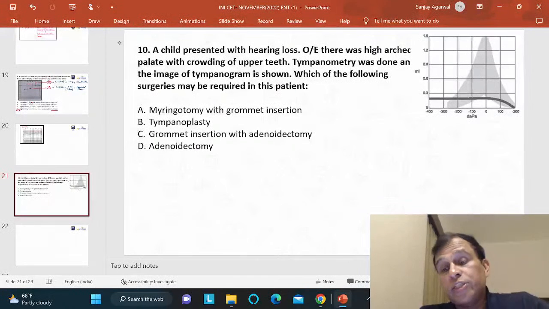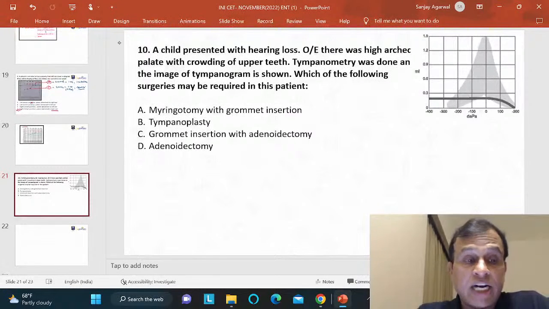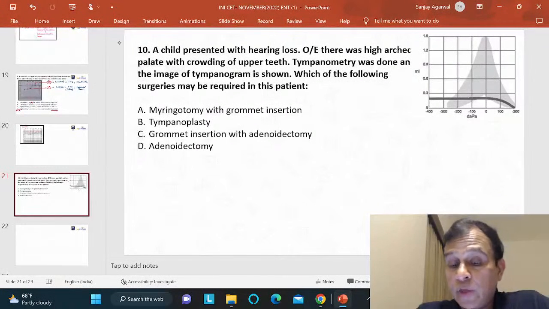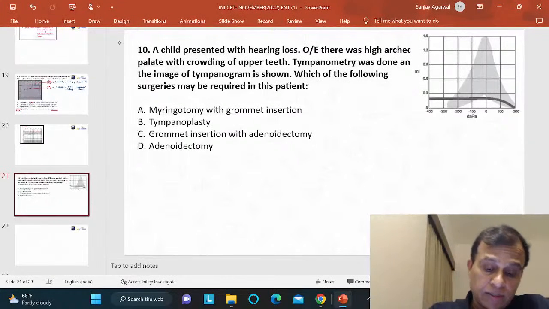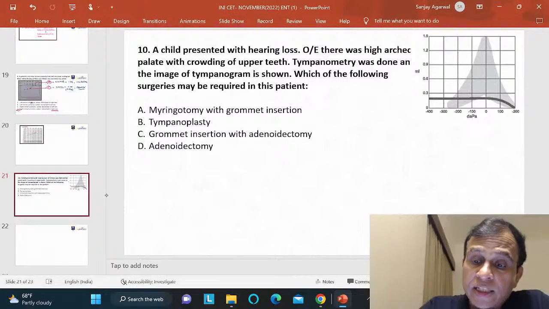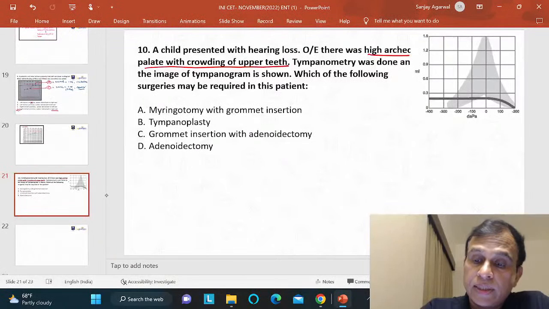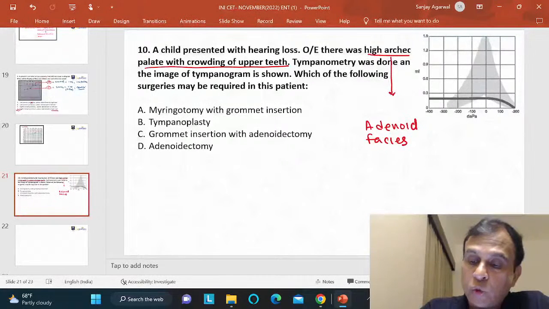So now you have to know the surgery. This question entertains many things. It entertains a child with hearing loss, tympanometry, and the surgeries. So a lot of things. Now, when the patient has a high arched palate with crowding of the upper teeth, this tells me this is a patient of adenoid facies, isn't it? This is a feature of adenoid facies, which is due to adenoid hypertrophy.